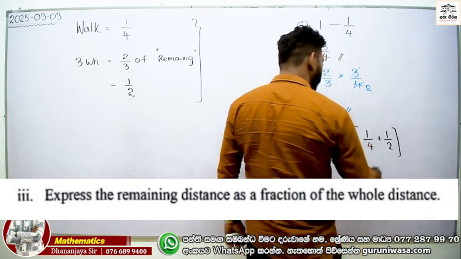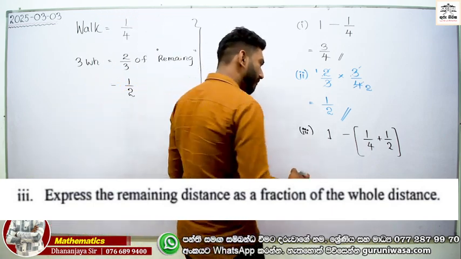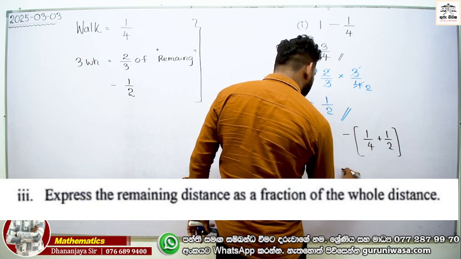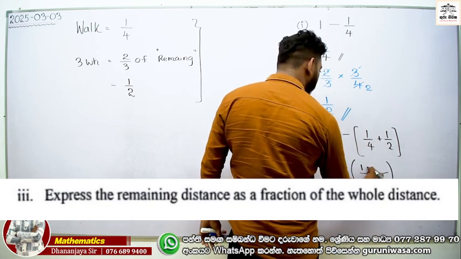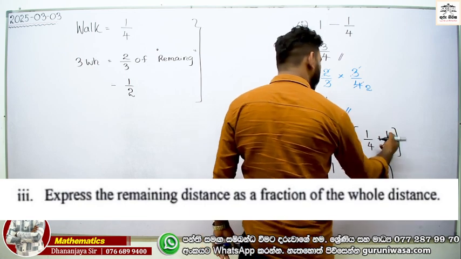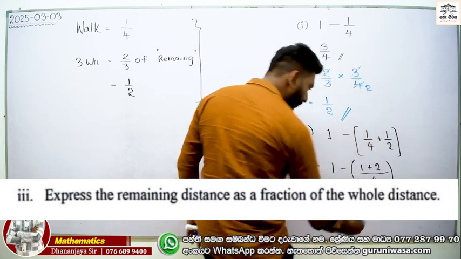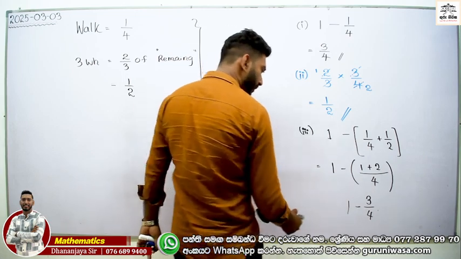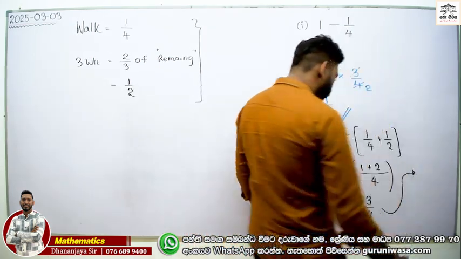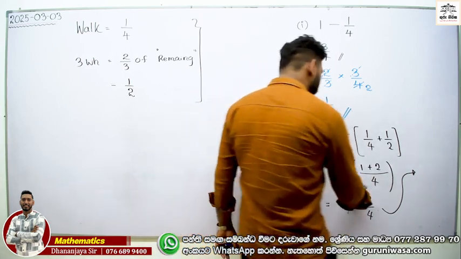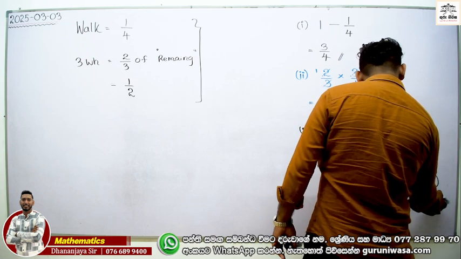Quarter plus half. In common sense, quarter plus half means 3/4, right? But in fractions we need to simplify: the common denominator is 4, and 4 divided by 2 is 2, 2 times 1 is 2. Then the answer becomes 3/4. Now what is the final answer? The final answer becomes 1 as 4/4 minus 3/4. Then the answer is 1/4. This is the answer for the third one.